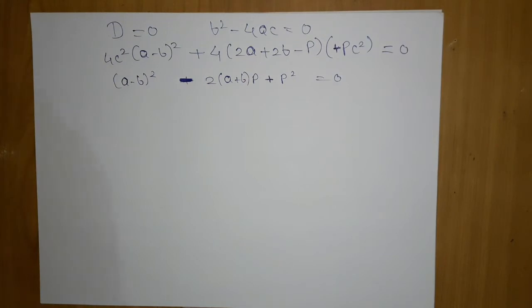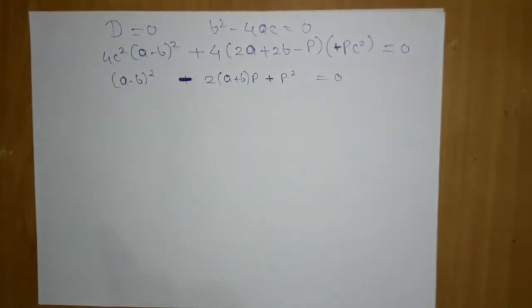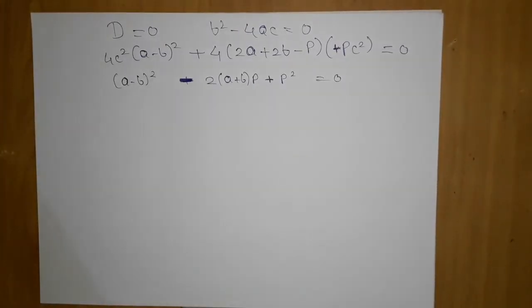Now let's see what we can do. What I was telling, that here a plus b, 2a plus b, don't you think it can form something like a plus b the whole square plus, here we have minus 2a plus b plus p square, something like that. So we'll try to create that. How can we create it?